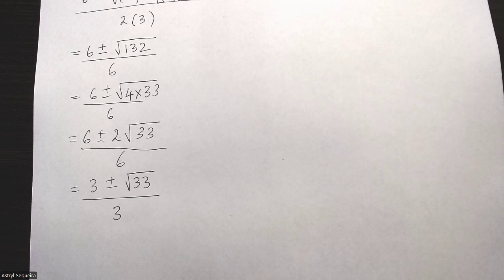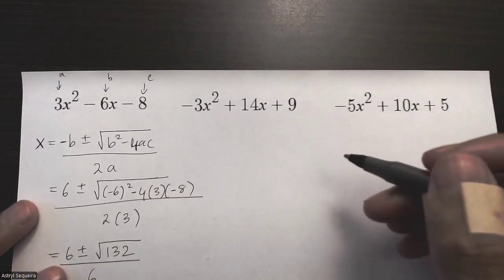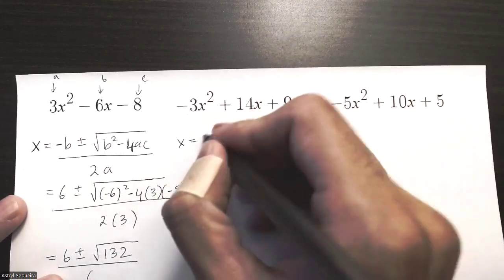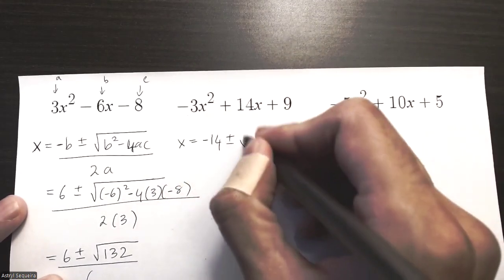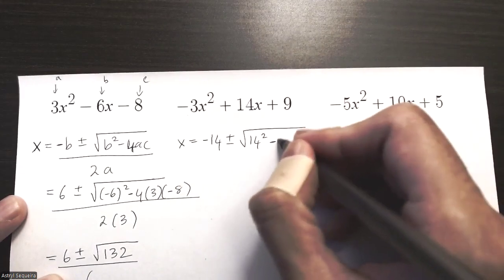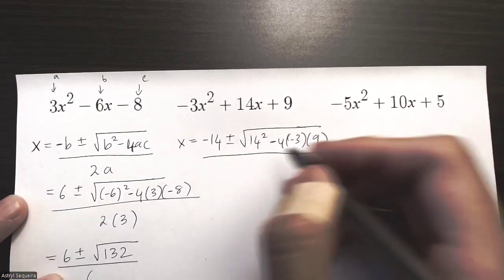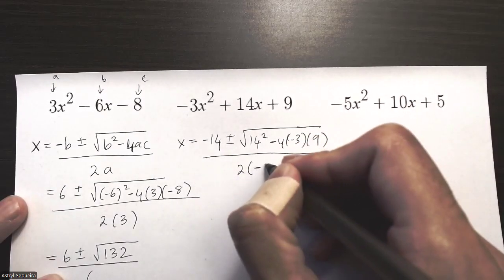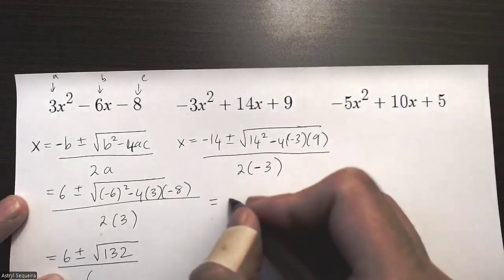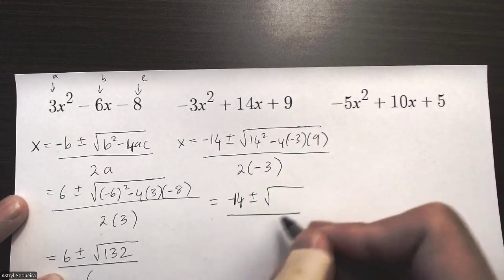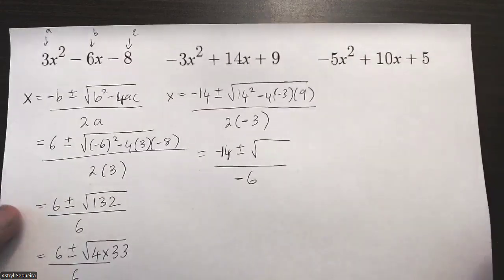Let's go to the second question. So again, the factoring method will not work here. So let's go straight to the quadratic formula. -14 plus or minus root of 14 squared minus 4 times -3 times 9 divided by 2 times -3. Bottom is -6. So I'll do that calculation in my calculator.